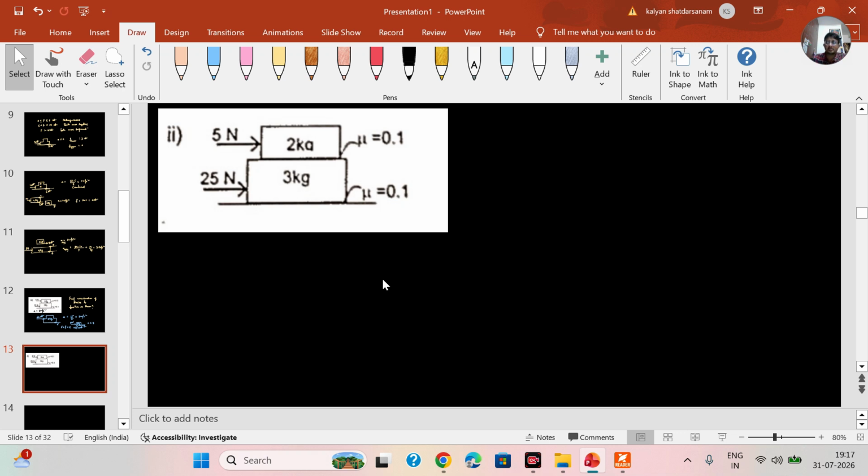Again, the best assumption is to assume they move together and do it first. If it fails, then go to the other assumption.